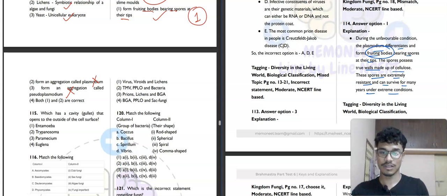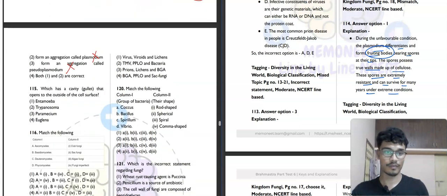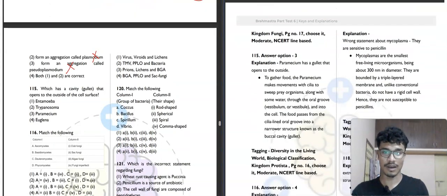Now the next one, that is question number 115. Okay, question number 115. It is saying, which has a cavity that opens to the outside of the cell surface? Entamoeba, trypanosoma, paramecium or euglena. We just solved this question, that cavity is called gullet, and that gullet is present in paramecium. So third option will be our correct answer.